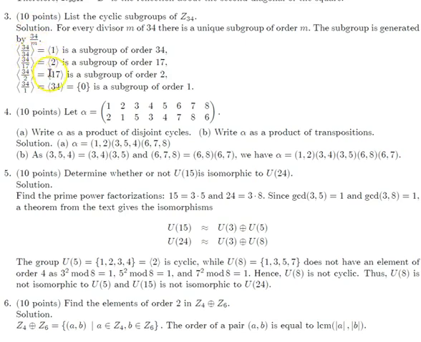And we have these divisors of 34: 34, 17, 2, and 1. And we get these subgroups. The subgroup generated by 1, the subgroup generated by 2, the subgroup generated by 17, and the subgroup generated by 0. By 0 here, because 34 mod 34 is 0.